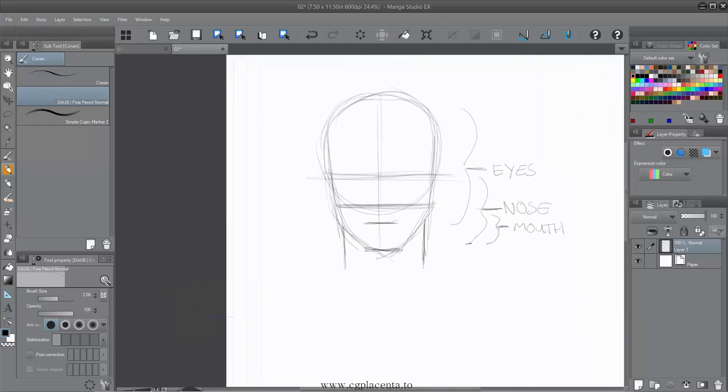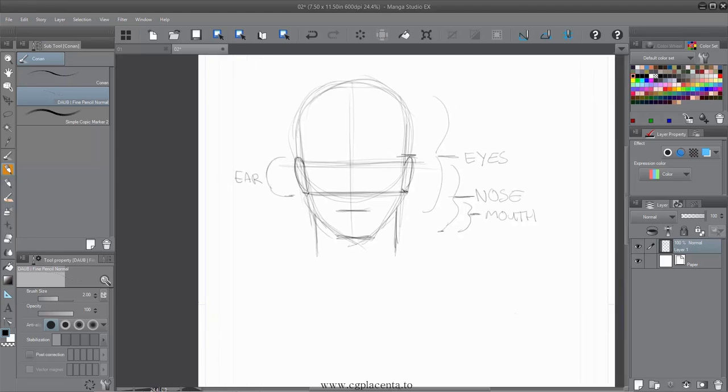Now, the next thing that we need to take into consideration is the ear. Now, the ear, generally, the top of the ear is about the brow line, which is just above the eyes here. And the bottom of the ear is roughly where the nose is. Okay, pretty easy. So if you can keep that in mind, keep these proportions.